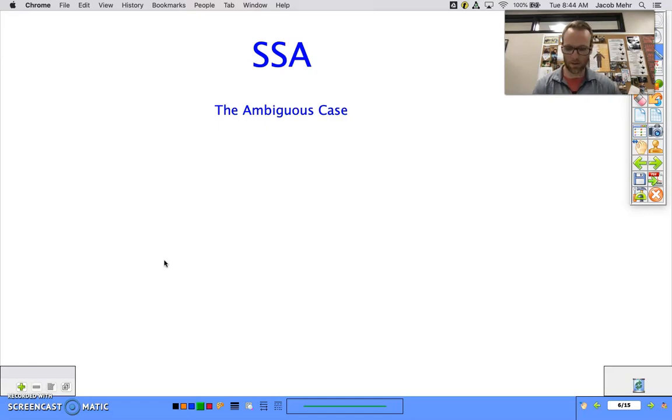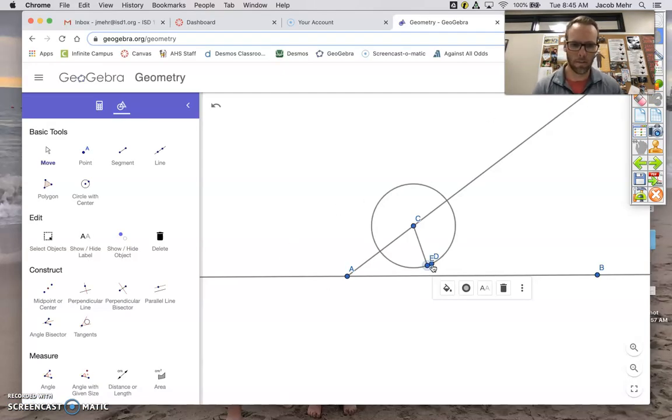It is possible that side, side, angle could make 0 triangles. It's possible that it could make 1 triangle, and it's possible that it could make 2 triangles. All right? So how are we going to break this down? Let's go back to GeoGebra here again.